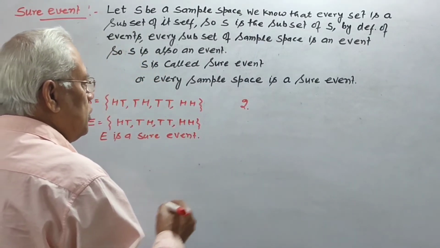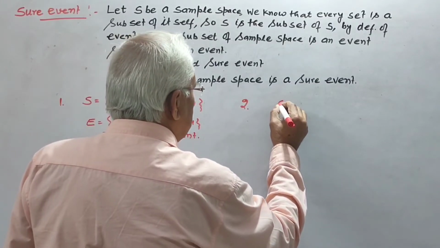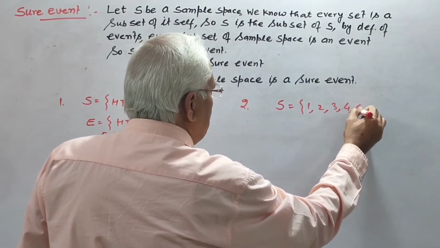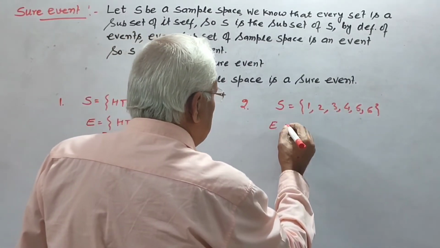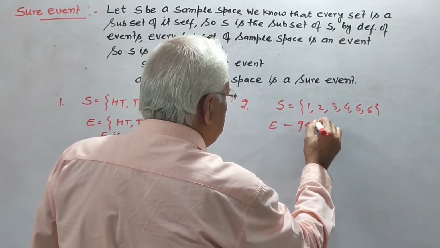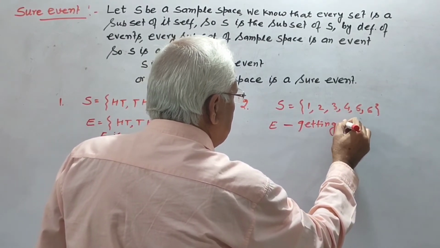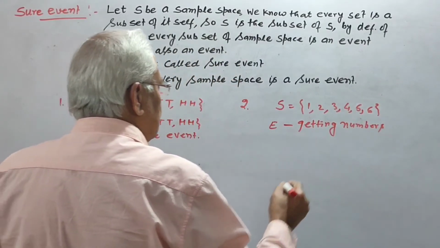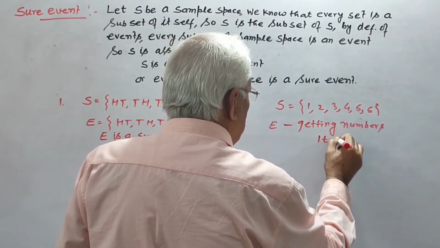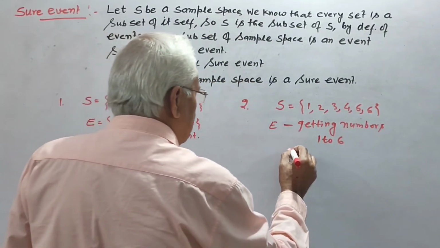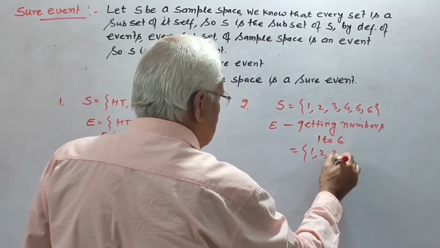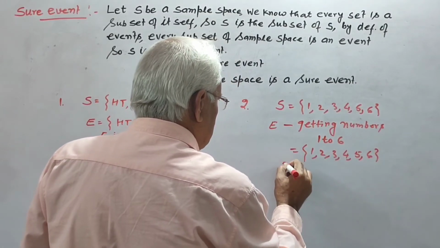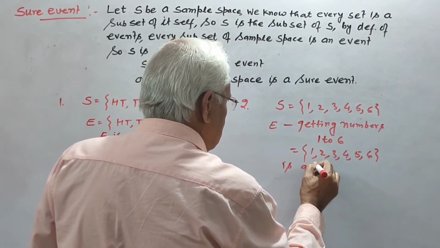Let us consider a random experiment of throwing a die. Sample space will be 1, 2, 3, 4, 5, 6. Event getting numbers 1 to 6, that is 1, 2, 3, 4, 5, 6 is a sure event.